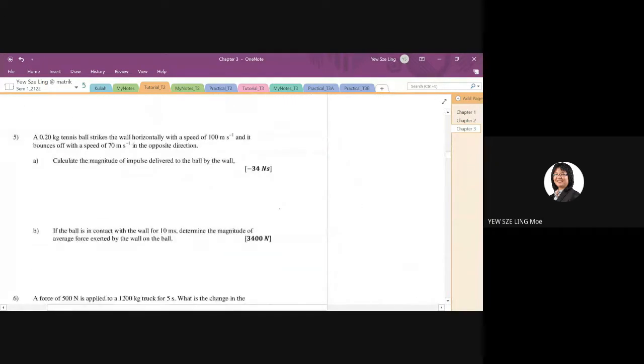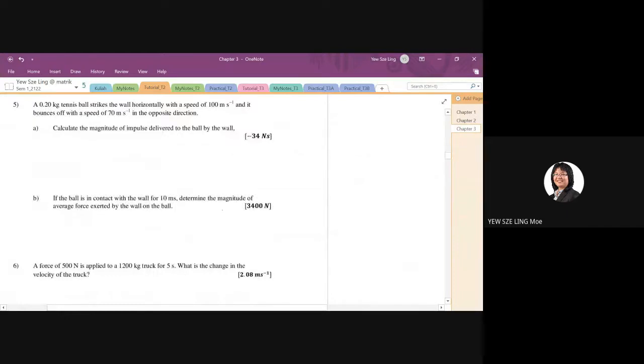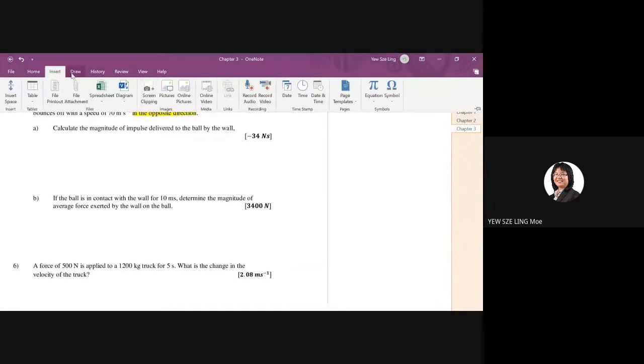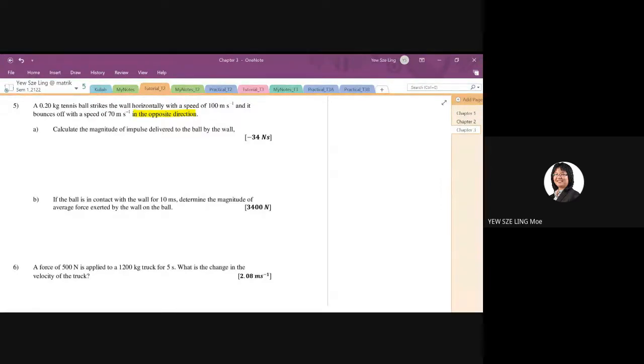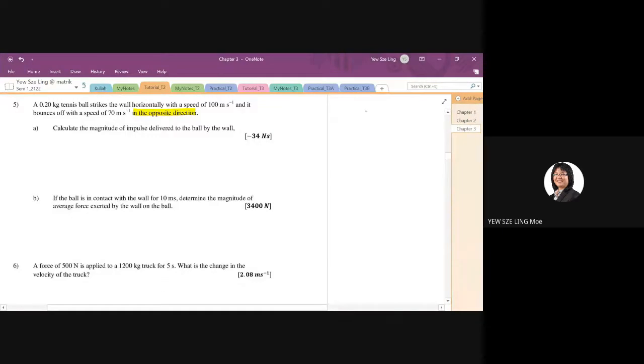So question 5. A 0.2 kg tennis ball strikes the wall horizontally with a speed of 100 meters per second. It then bounces off with a speed of 70 meters per second in the opposite direction. So now you have the keywords: in the opposite direction. So how am I going to solve this question? Before I solve the question, I need a diagram. I want to see what happened.